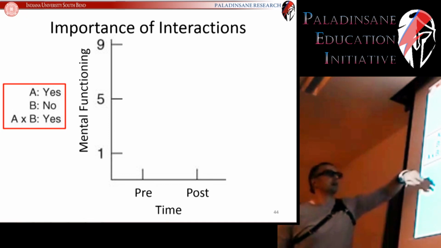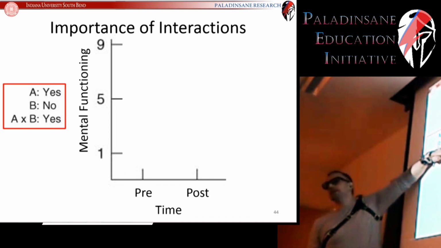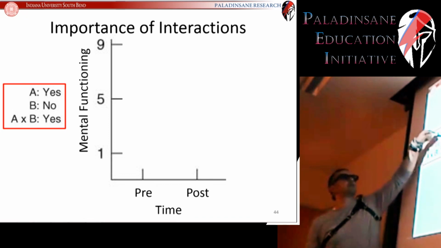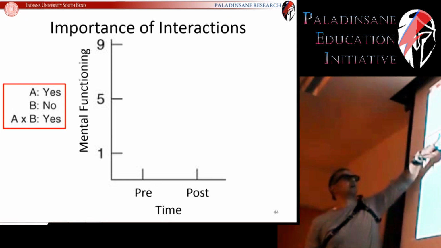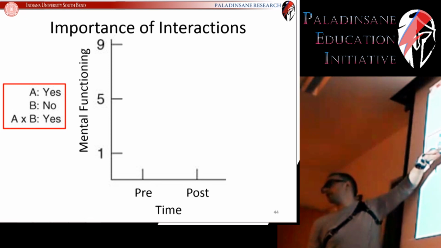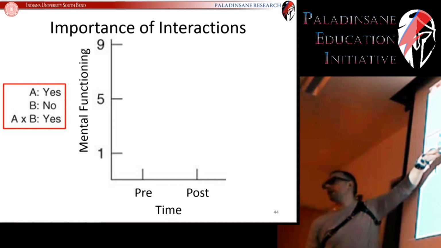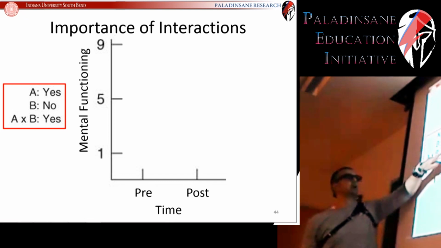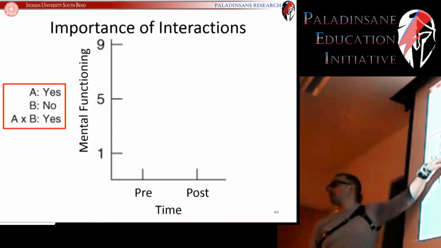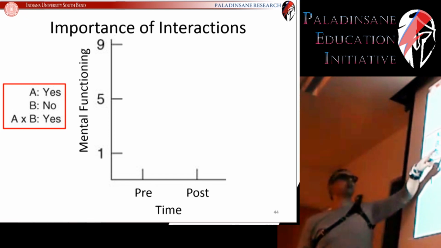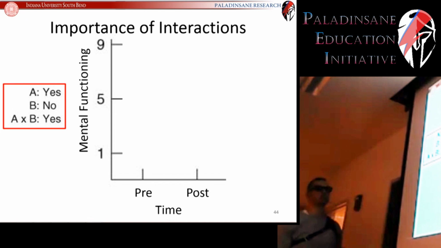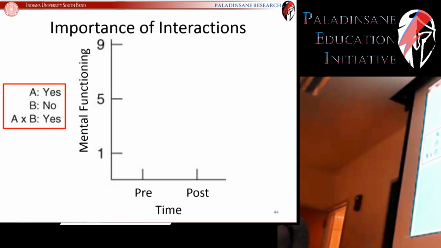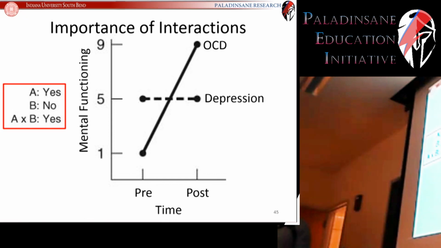There's no difference there. If you don't understand the interaction, you might say to yourself, great, my drug works, and great, there's no difference between depression and OCD. It's a drug for both of them. It's a cure for both individuals. This interaction says, no, it's not a cure for both. And you only get that when you understand the interaction. So what's going on here? Well, this is the outcome of what occurred.